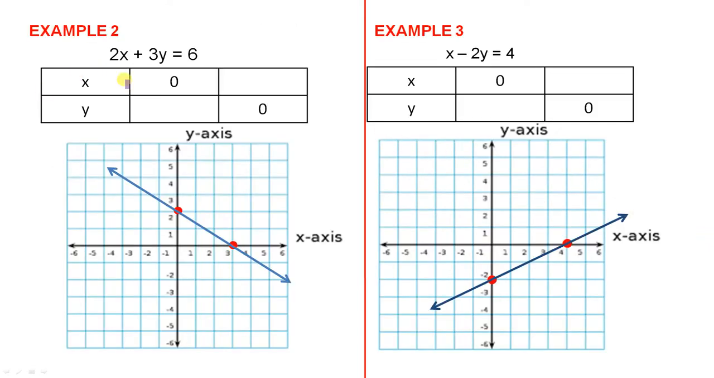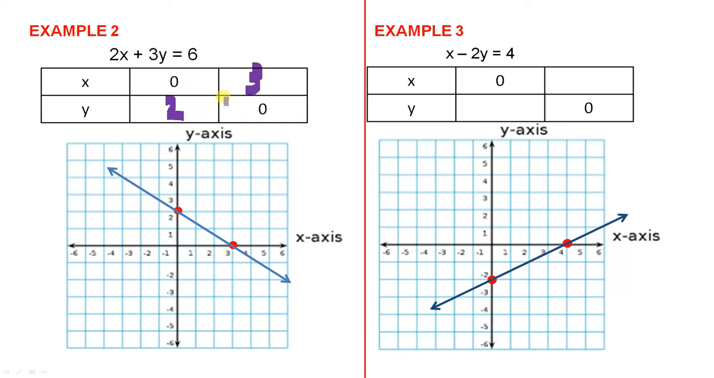Let's have a look at the next example. A slightly more involved equation, but we use exactly the same method. We let x equals 0 and then we let y equals 0. When x equals 0 we have 3y equals 6, therefore y has to be 2. When y equals 0 we have 2x equals 6, so x has to be 3.